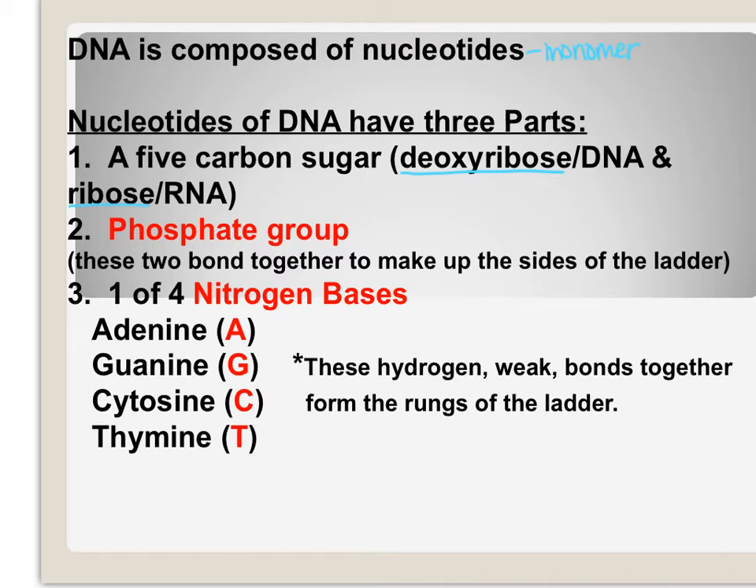The sugar and phosphate group bond together to make up the sides of your ladder, or the rails. Then your rungs, the horizontal or side-to-side portion, are made up of your nitrogen bases. In DNA, your nitrogen bases are adenine, thymine, A and T, guanine, and cytosine, G and C. They are bonded together by hydrogen bonds. So one rung is made up of two nitrogen bases bonded by a hydrogen bond.